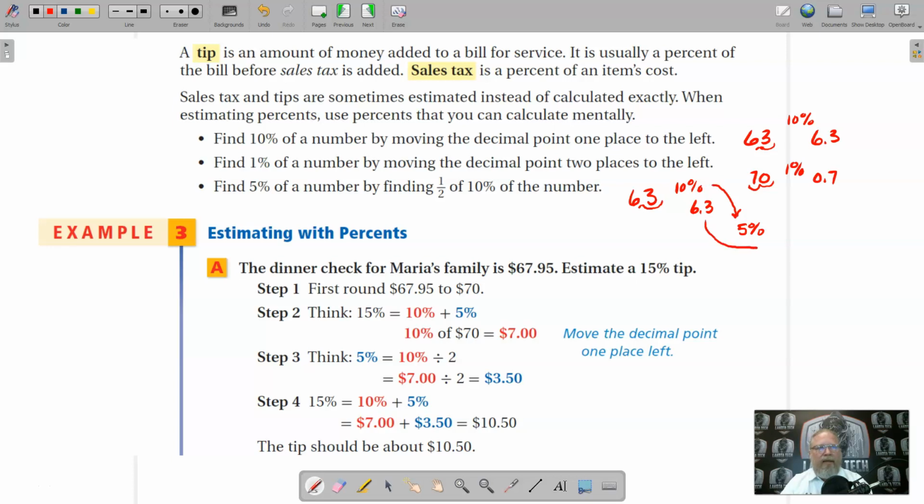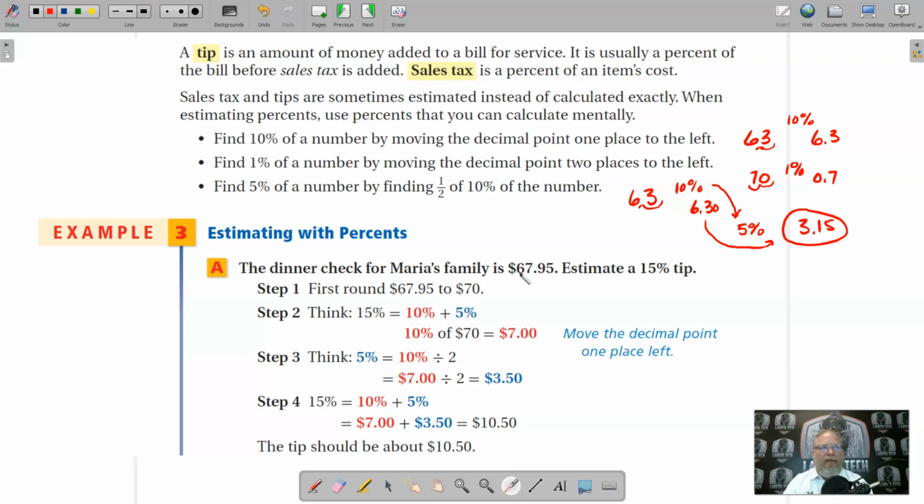So let's go ahead and take 1/2 of this, and half of 6 is 3, and half of 3, well, think of this as 30. Half of 30 is 15. So in that case, if it were $63, 5% of 63 would be 3.15, or $3.15 if we were talking about money. So let's go ahead and do some estimating with percents here in example 3. The dinner check for Maria's family is $67.95. We're supposed to estimate a 15% tip.